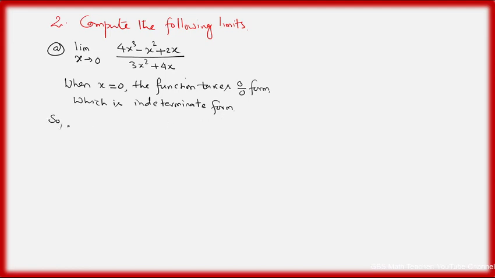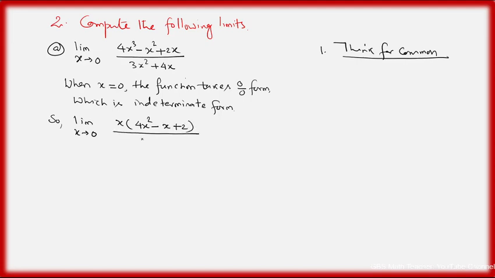So let's think about removing the indeterminate form. I have mentioned five ways. The first is common. Think for common. First step, I prefer, we have to try that way. So limit x tends to 0, dear students, taking x common from the numerator, you will obtain 4x square minus x plus 2. And in the denominator, x common, 3x plus 4.